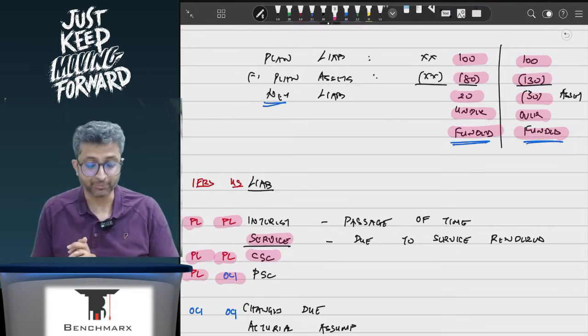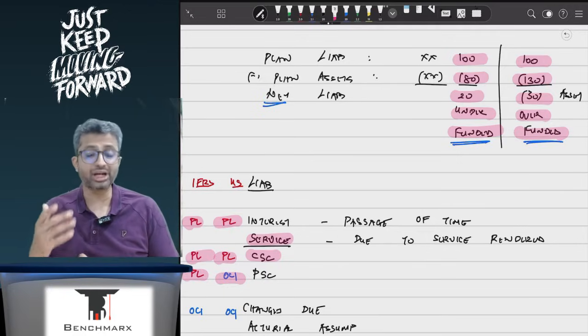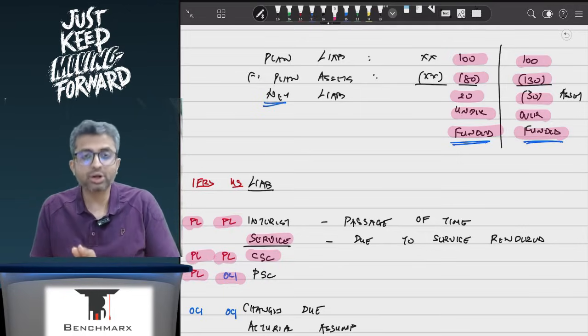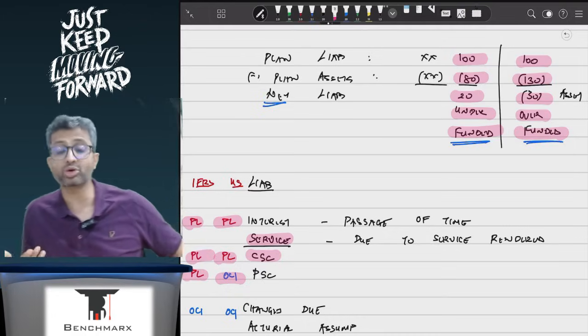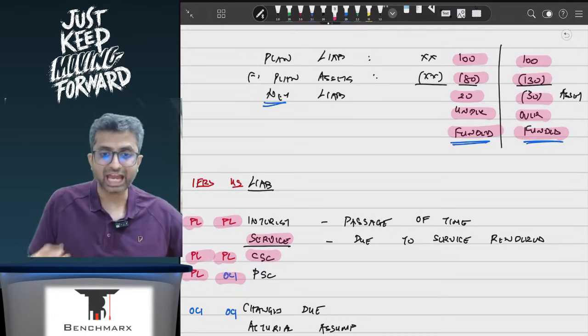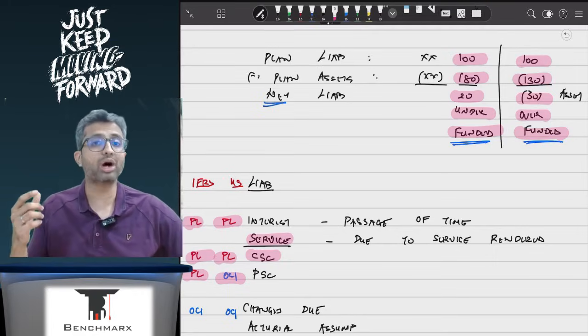Now, like provisions, like liabilities, can be remeasured at each balance sheet date to show the most recent assumptions. Even over here, the actuary can change his assumptions at every balance sheet date, because you have to do the actuarial valuation, and any impact arising due to changes in actuarial assumptions is going to go through other comprehensive income.